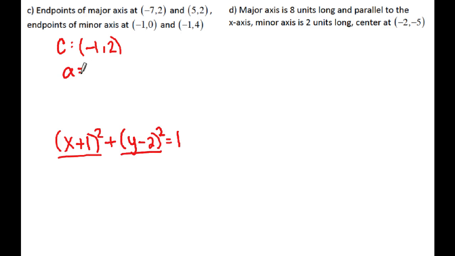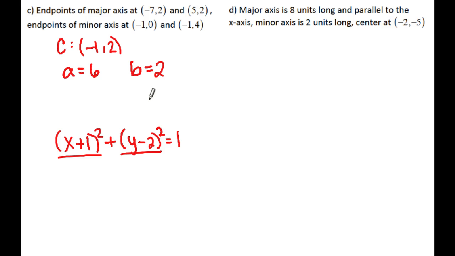Now A represents the distance between your center and one of the endpoints of your major axis. So from negative 1, 2 to negative 7, 2, that is 6 units. So that means A is going to be 6. Negative 1, 2 is also 6 units away from 5, 2, so you can pick either of these endpoints. B is the distance between your center and one of the endpoints of your minor. So if my center is at negative 1, 2, I have an endpoint of my minor at negative 1, 0, B is going to be 2. Same thing over here, negative 1, 2 is 2 units away from negative 1, 4.